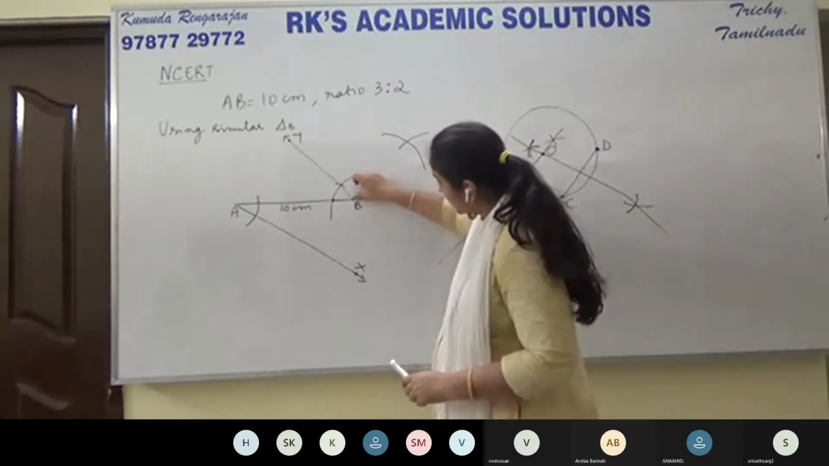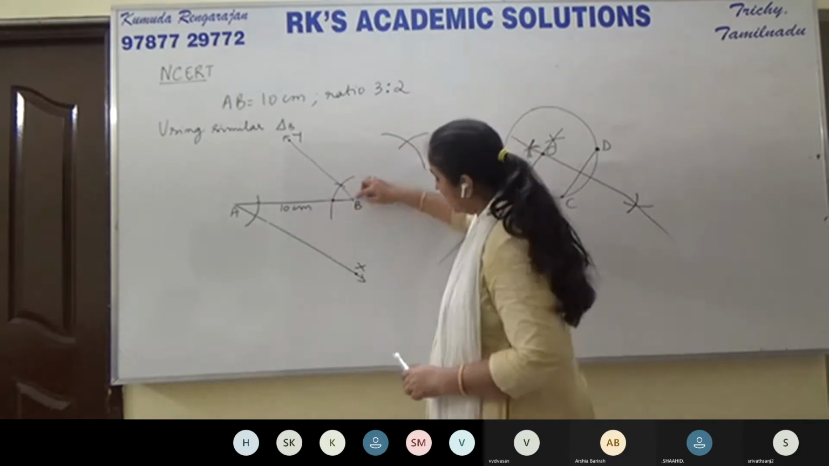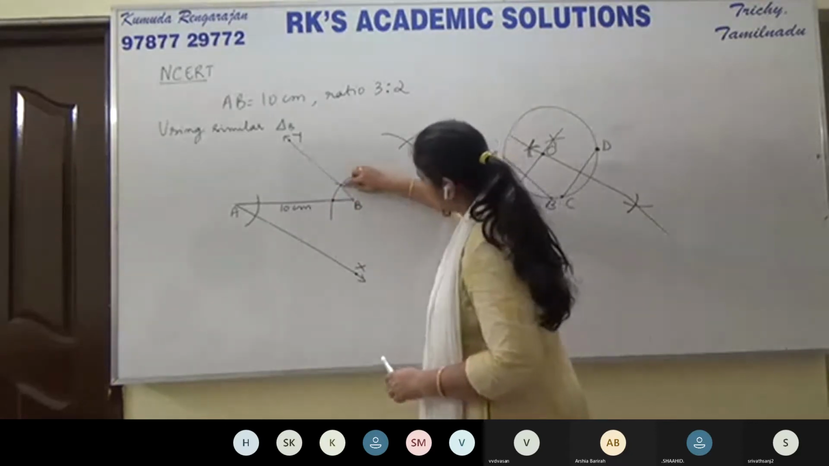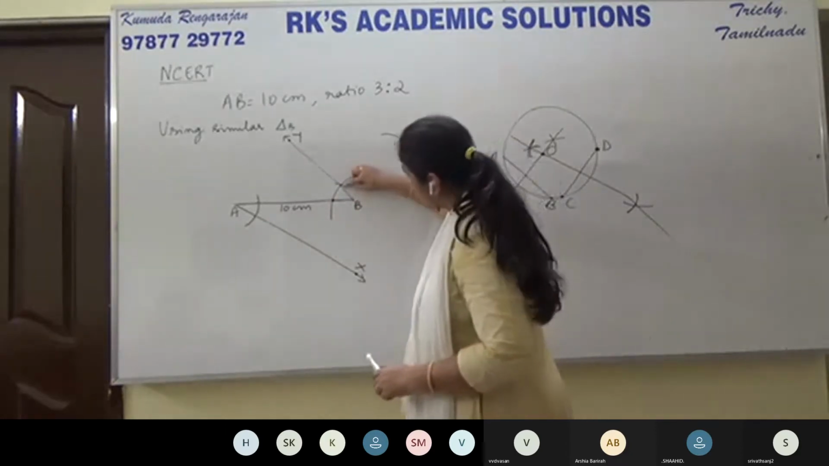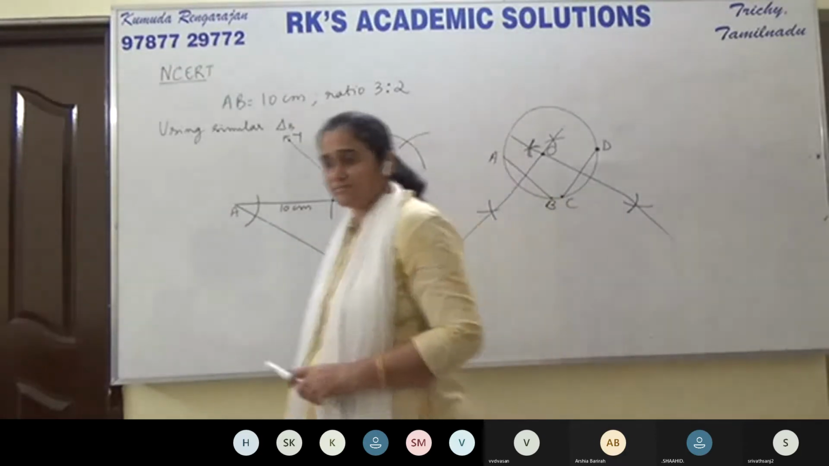First we drew this arc from B. Now from here we are cutting the arc. Now we have defined two points. There is this point B, and there is this new point. Connect these 2 points and get the ray BY.